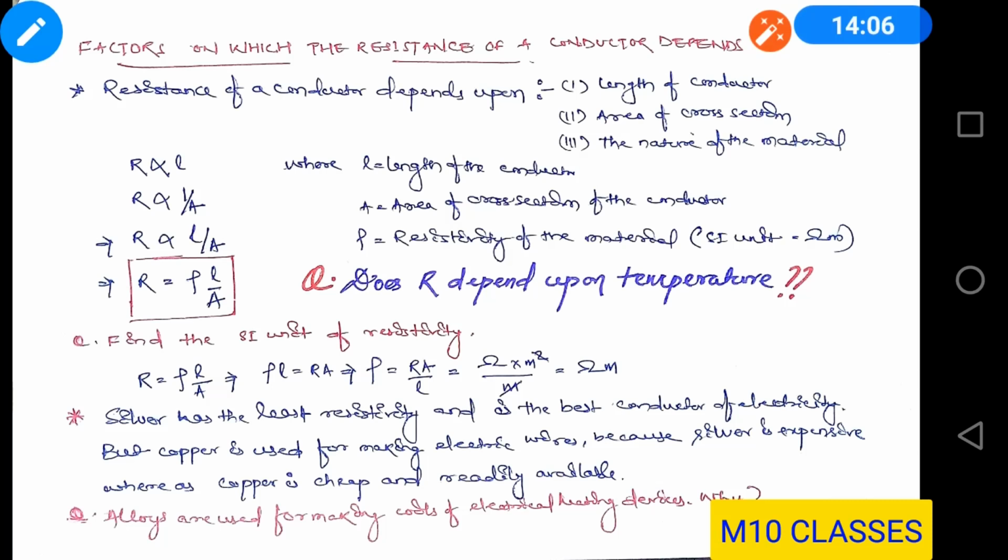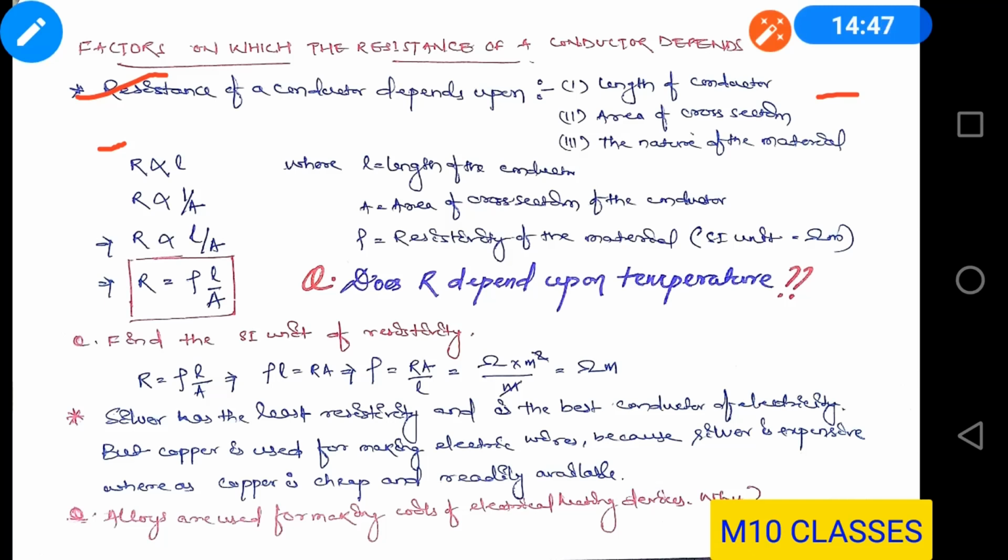Now, what are the factors on which the resistance of a conductor depends? This is very important. You have to remember the formula as well as the factors on which it depends. Resistance of a conductor depends upon three things: length of the conductor, area of cross section, and the nature of the material. So, how are they related? Let us consider the length. Resistance is directly proportional to the length. That means if the length is increased, then the resistance will also increase.